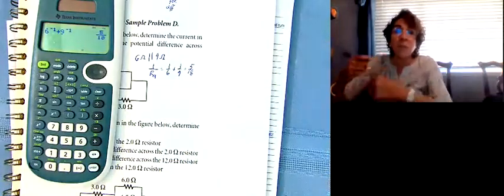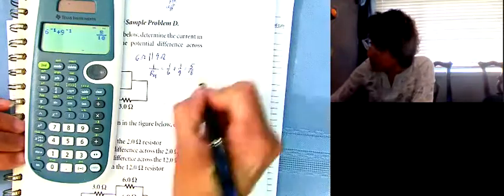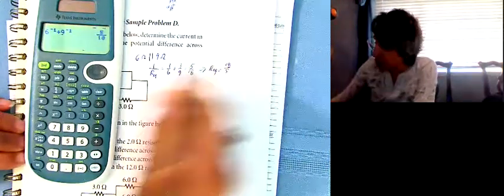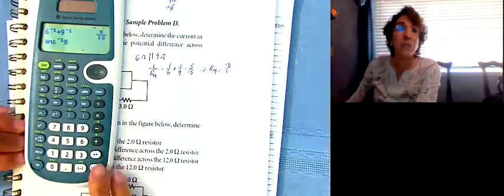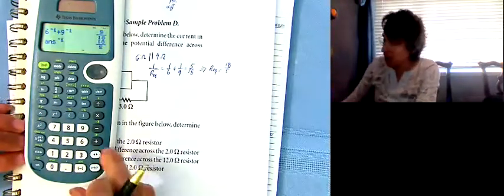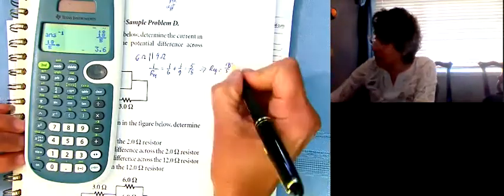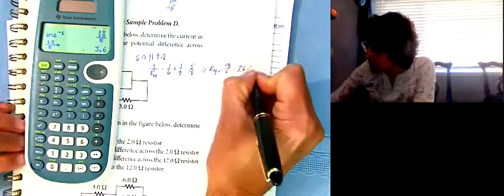So I take the reciprocal to figure out what the R equivalent is. So the R equivalent is equal to 18 over 5. So give me the reciprocal of that. It says 18 over 5, which is equal to 3.6. So it's equal to 3.6 ohms.